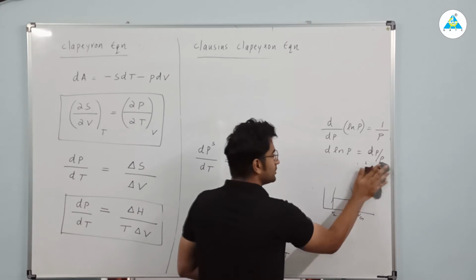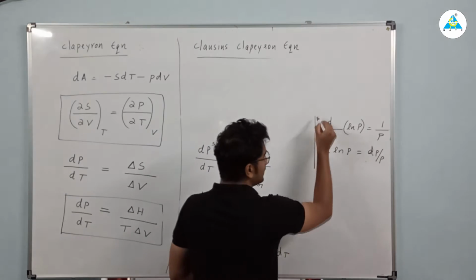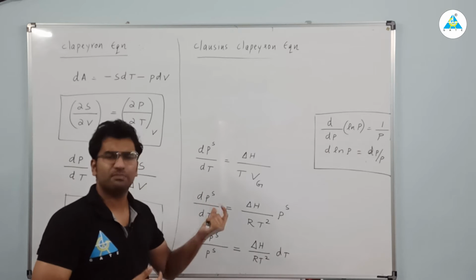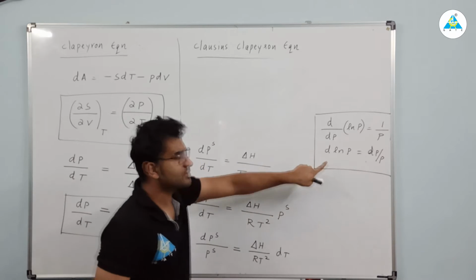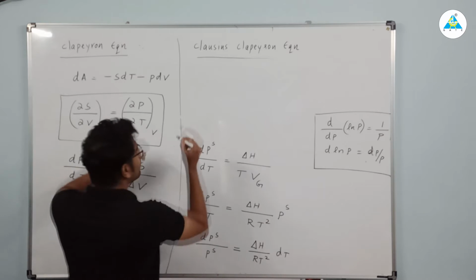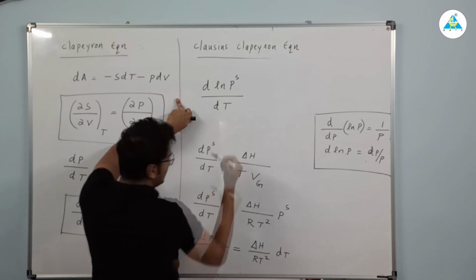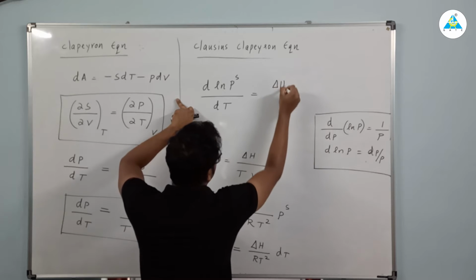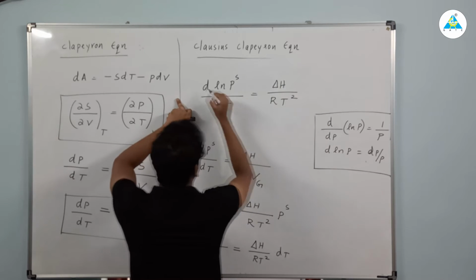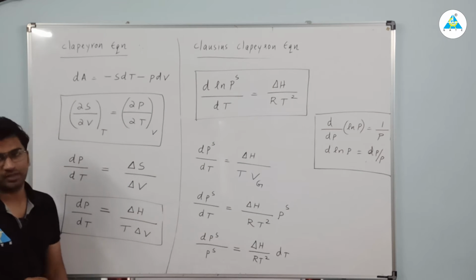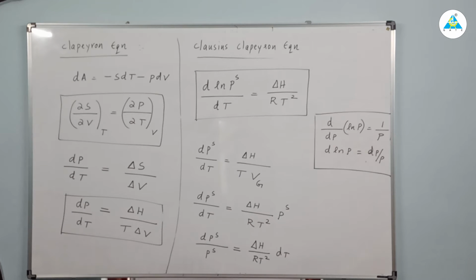ये हमारा solution terms में throughout the subject use होने वाला है. d by dP of ln P is equal to 1 by P. So 1 by P multiplied by dP, always dP by P, you can substitute it as d ln P. So ये substitute कर लो, आपको क्या आ जाएगा? d ln P divided by dT is equal to delta H by RT square. तो ये हो गया आपका Clausius-Clapeyron equation. Clear? So this is your Clausius-Clapeyron equation. I hope यहाँ तक ठीक है.